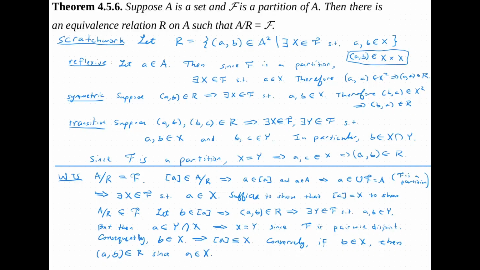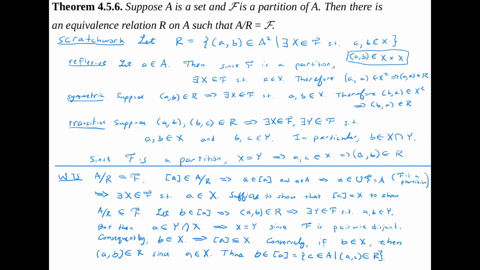So we started with our X containing A. So we have A is in X. We now have B is in X. So we satisfy this condition that there is some set in the family of sets such that those two elements in the ordered pair are both in the set. And so we have our A comma B is in R. And by definition, we now get that B is in the equivalence class of A, since this consists of all those elements C in A, such that A comma C is in the relation.